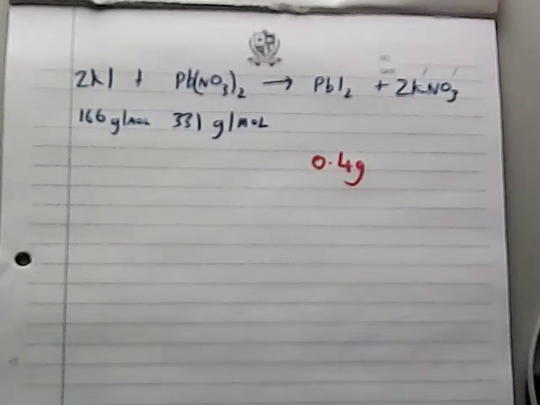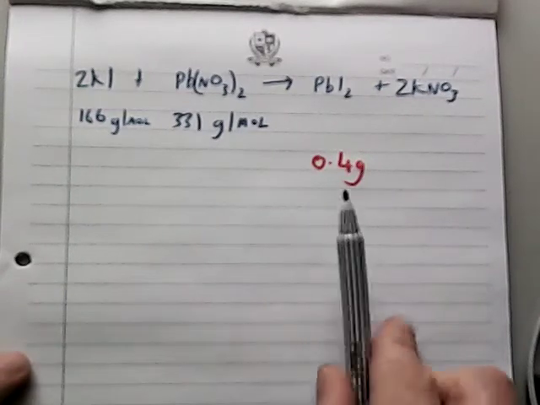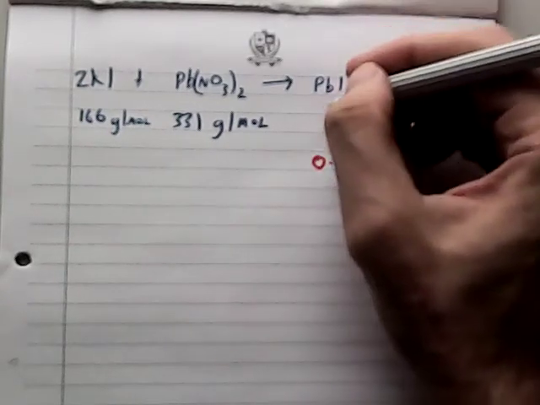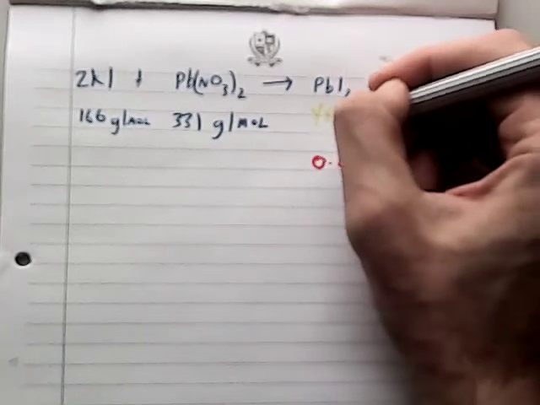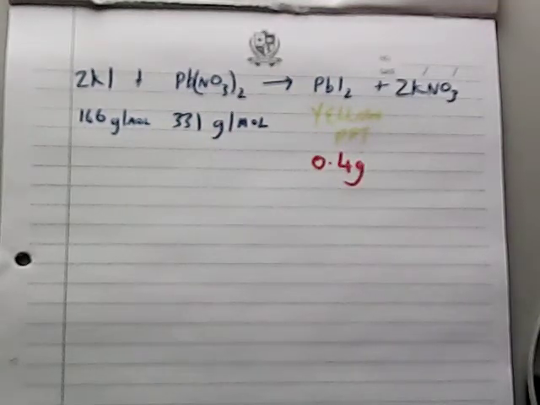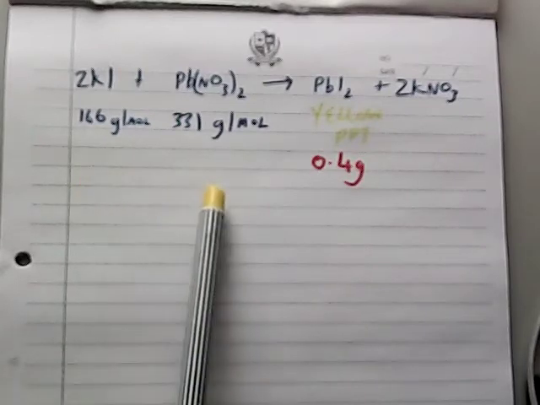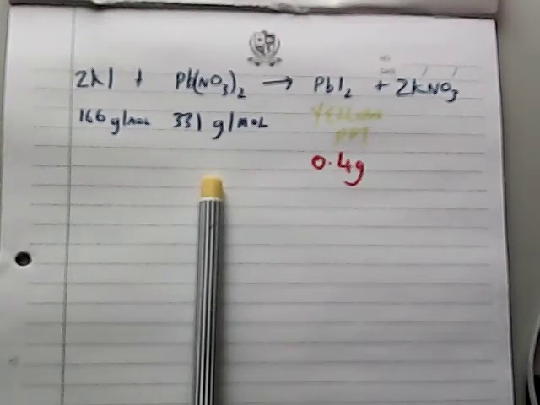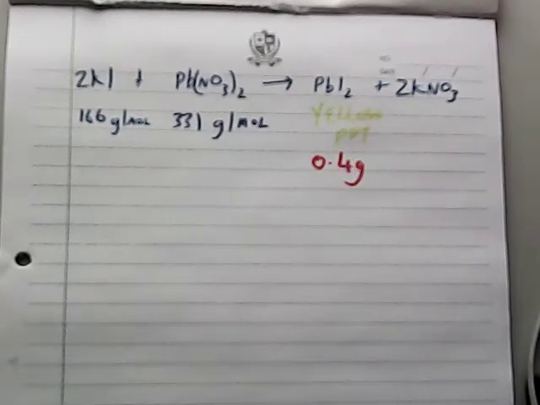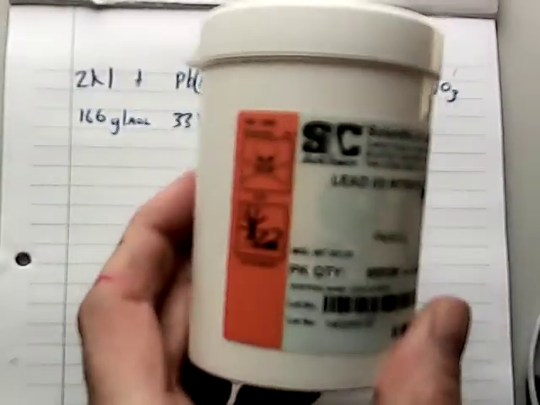Okay, so here we have the question, the practical problem today. 0.4 grams of lead iodide, okay, this is the yellow precipitate. How many grams of potassium iodide and lead nitrate you need to add together to make 0.4 grams of the yellow precipitate? The first thing you have to do is work out the formula masses, and even better, look at the bottle.